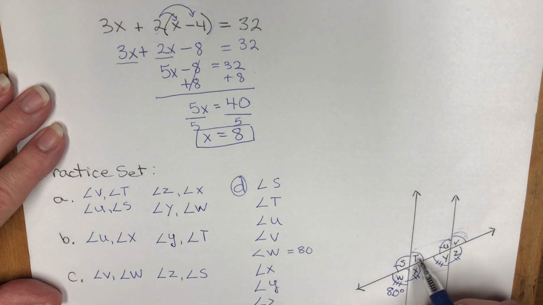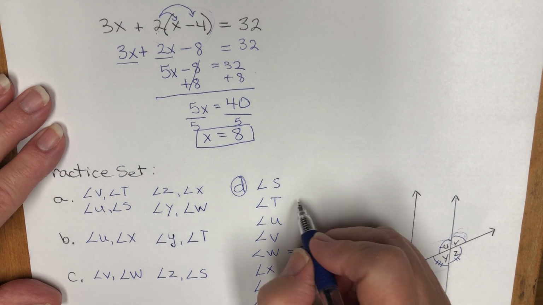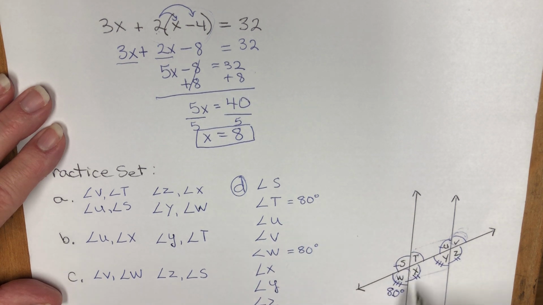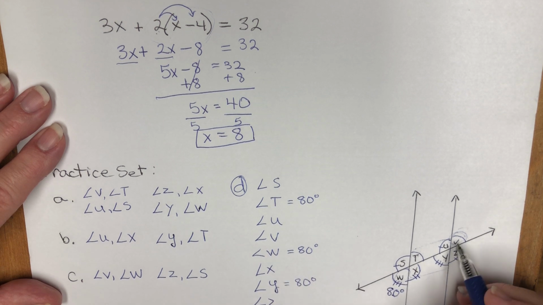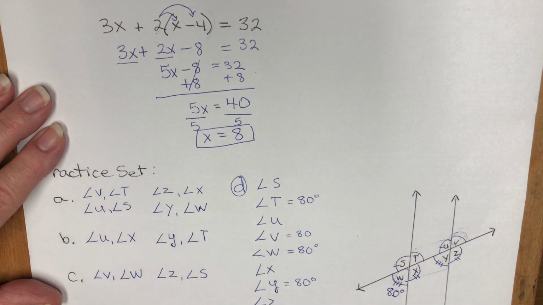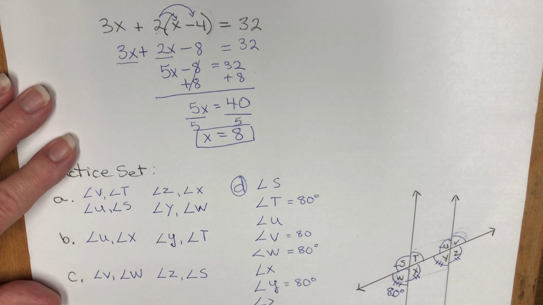So the W and T are vertical angles, so T is going to also be 80 degrees. All right, here's alternate interiors. That tells me that Y is going to equal 80 degrees. And then here is a set of vertical angles. That tells me that V is going to equal 80 degrees. Well, so now I've got 4 of them labeled.